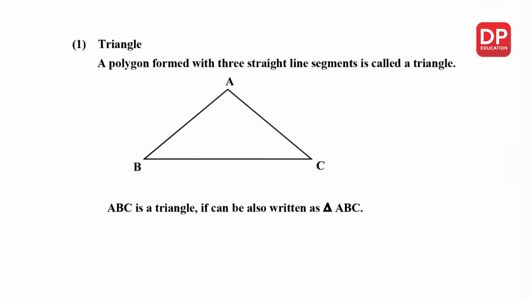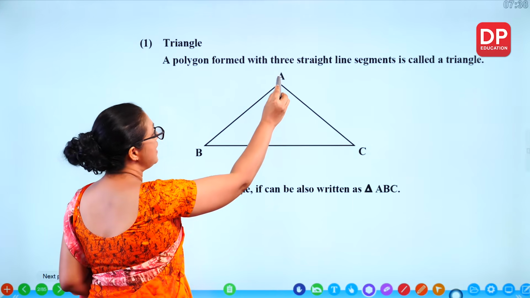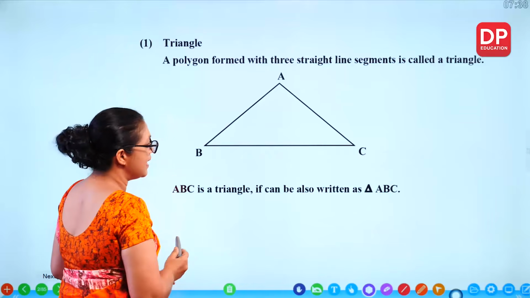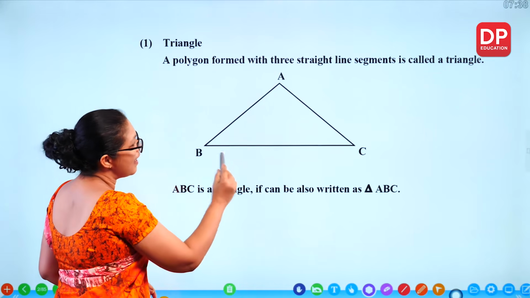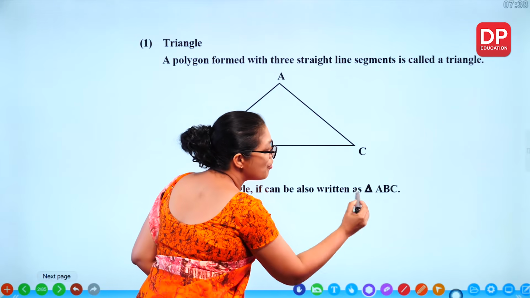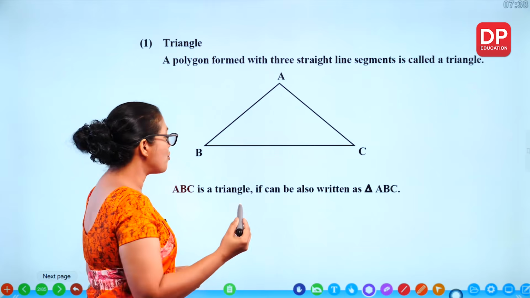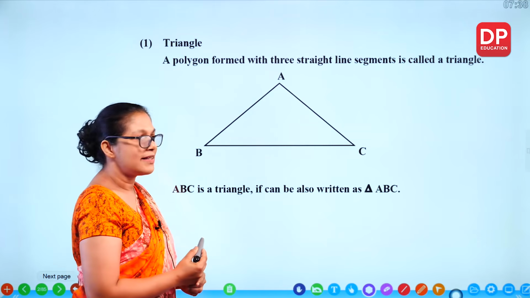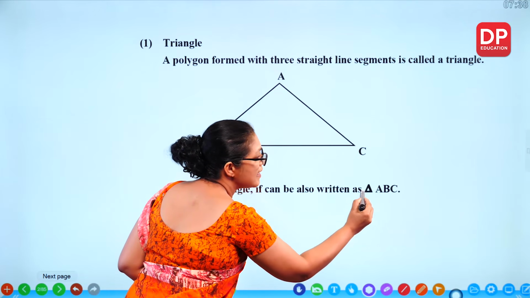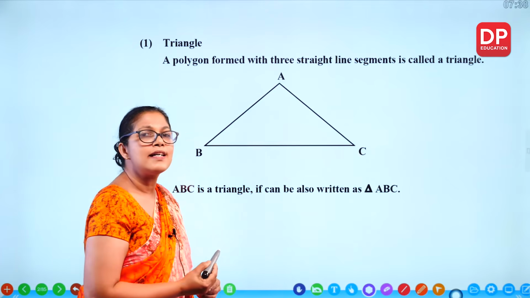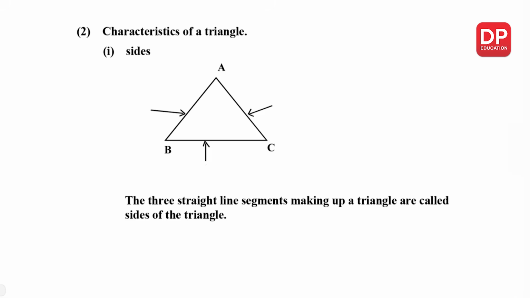This is a triangle. What's a triangle? A polygon formed with 3 straight line segments is called a triangle. So we can label it A, B, C. Also, we can write this symbol to represent a triangle without writing the word triangle. So when you see something like this symbol, that means a triangle. Now we'll see what the characteristics of a triangle are.